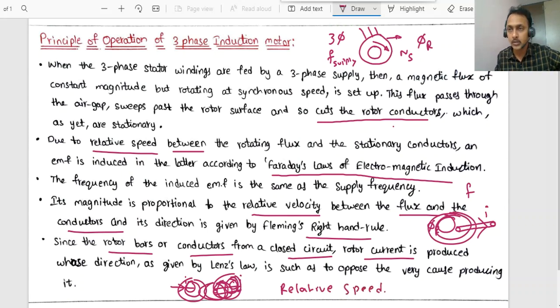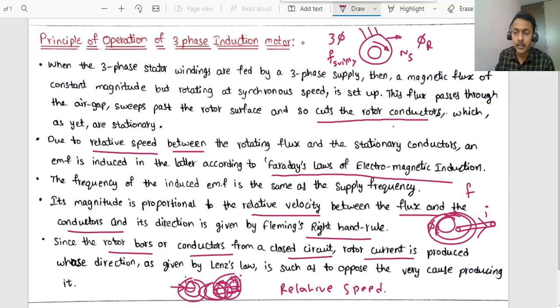Because of the induced EMF, current is produced, and that current again produces flux, and that flux opposes the cause. The cause here is nothing but the relative speed. In order to oppose that cause, the relative speed value must get decreased.